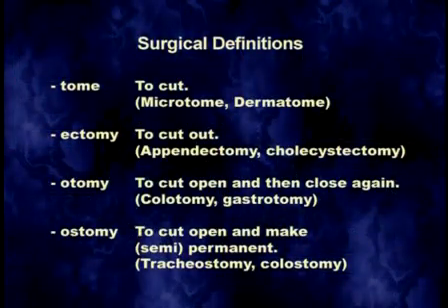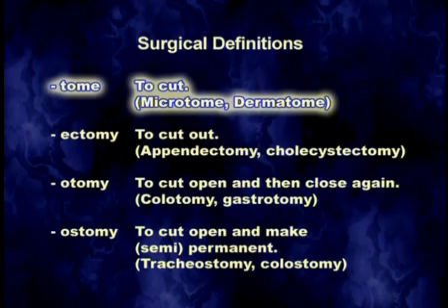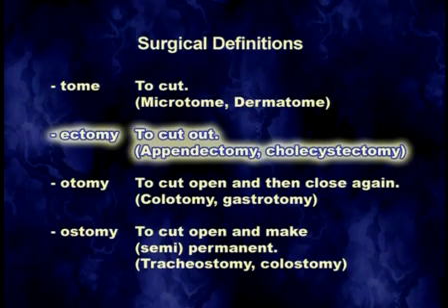If we look at some definitions very quickly, these are words that are going to come up again and again. Tome means to cut. There are microtomes and dermatomes that cut skin. Ectomy means to cut it out. Appendectomy, you take out the appendix. Cholecystectomy, you take out the gallbladder, as you saw in the movie.